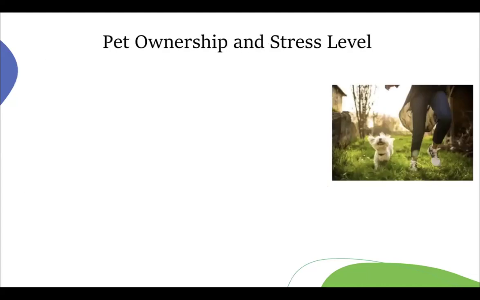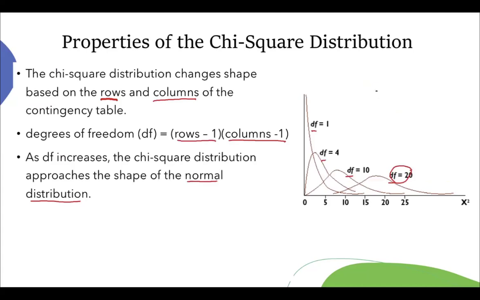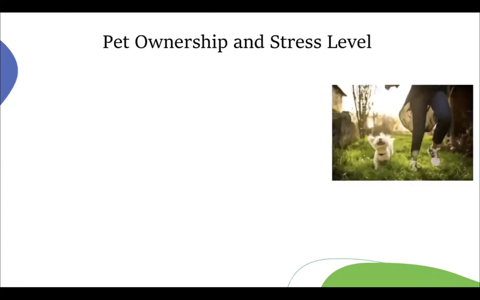Okay, we are going to go through the whole steps of a hypothesis test for the chi-square distribution now. And in the end, we will make a conclusion, and then we will interpret that conclusion, interpret what it means based on the data. So we will determine whether or not we have a relationship between two classifications or we don't. So I'm going to go back to that example that we began with, pet ownership and stress level.